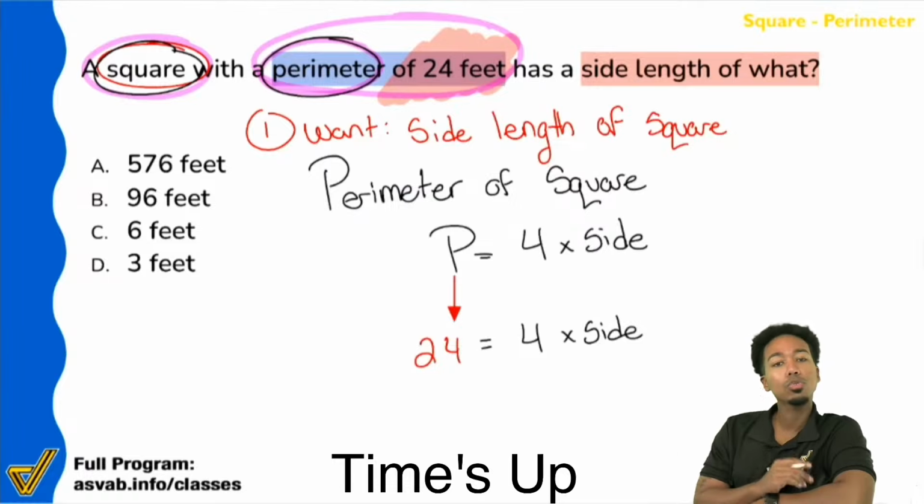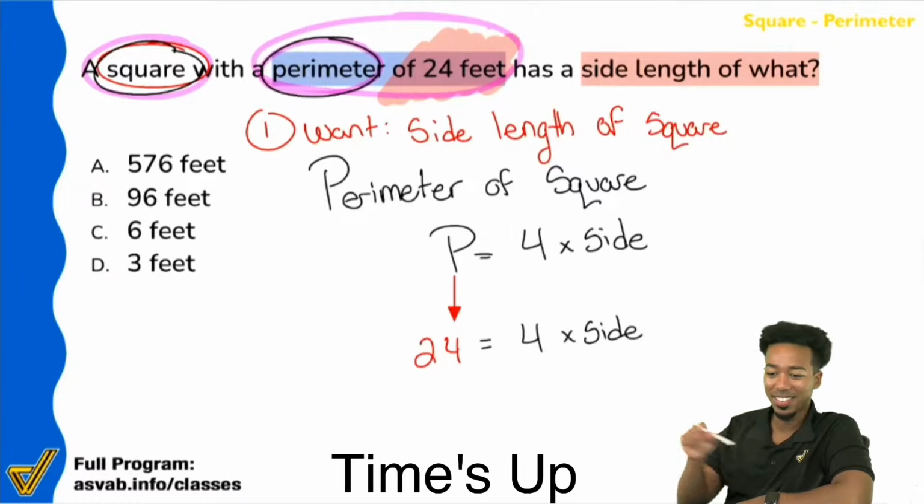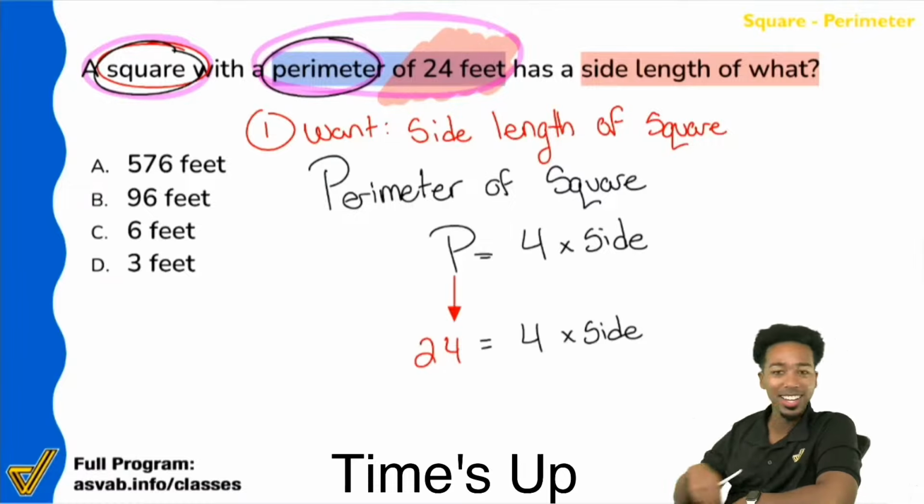So that 24 equals 4 times the side, everybody. Are we going to multiply or divide to get to the answer? Oh, sorry, I didn't even know that was you that said that, Seth. I just saw the statement and I was like, clap, clap.